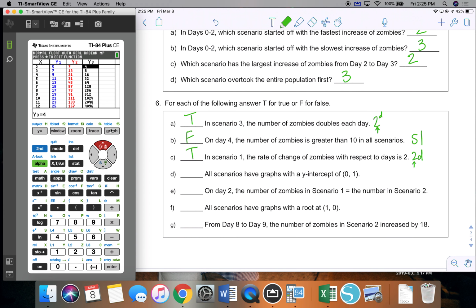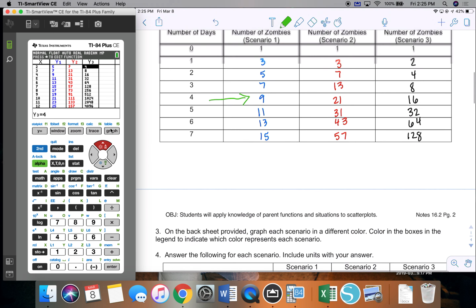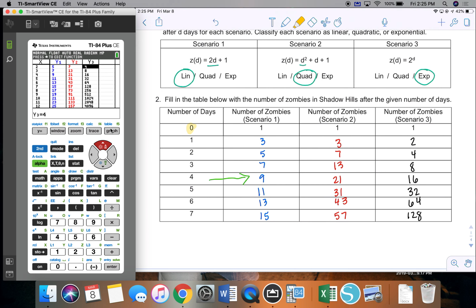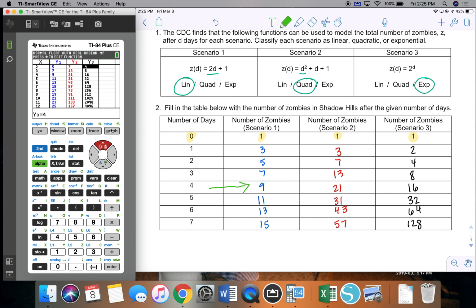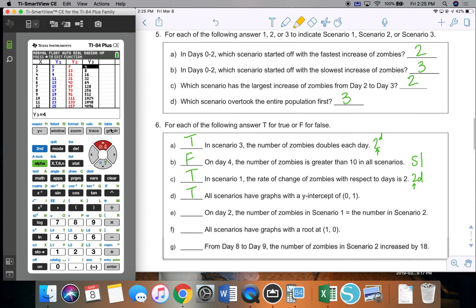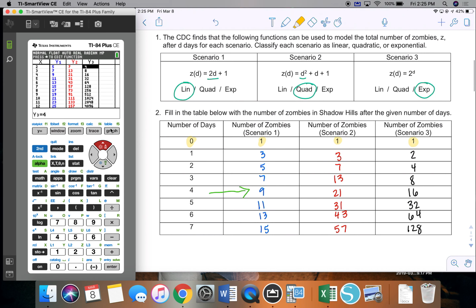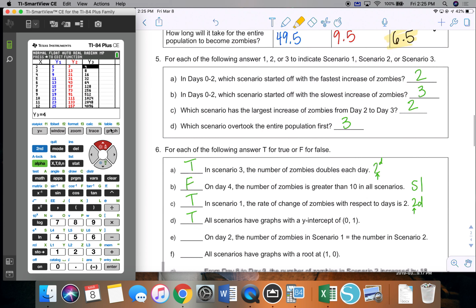All scenarios have graphs with a y-intercept of 0, 1. That is true. We have 0, 1, 0, 1, 0, 1. So all of them have the same y-intercept. On day 2, zombies in scenario 1 equals zombies in scenario 2. That is false.